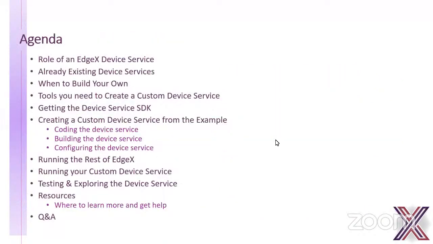Okay, in terms of our agenda here today, we're going to try to give you an understanding of what EdgeX device services do, what role these microservices play, how to get an existing device service up and running. That's actually pretty straightforward. Then we're going to learn how to build your own device service, the tools you need to create it, how to actually get the device service SDK to create one, how to create a custom device service from the example code that's in the SDK. We'll show you how to run it, how to test it, explore it, then we'll give you some more resources.